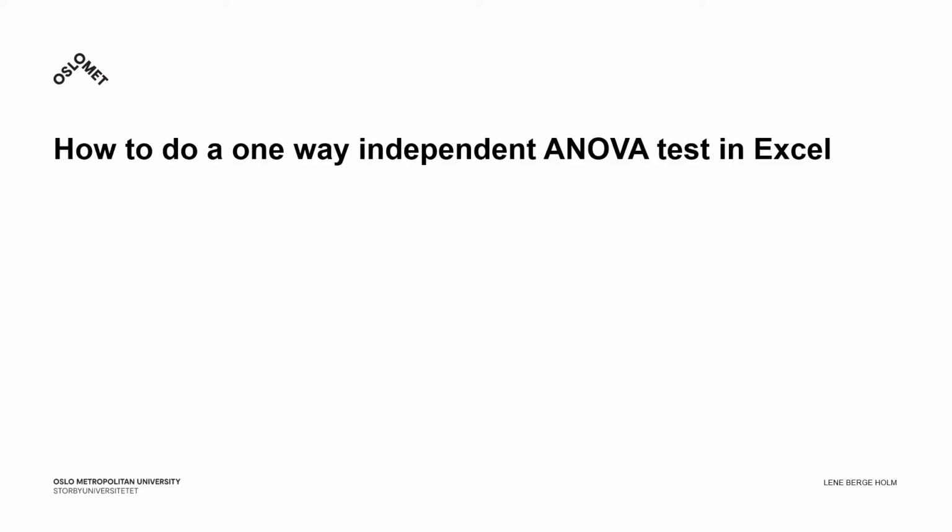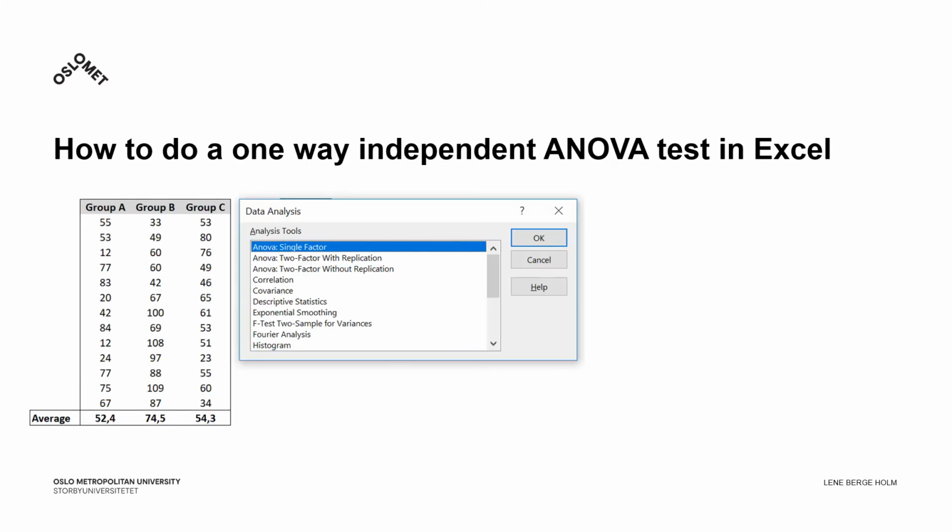I will now show you how to do a one-way independent ANOVA test in Excel. Here I have a table with 3 different groups and a lot of numbers. Maybe this is the weight in kilograms of each individual in those 3 groups. I have the averages, which is 52 in group A, and 75 in group B, and 54 in group C.